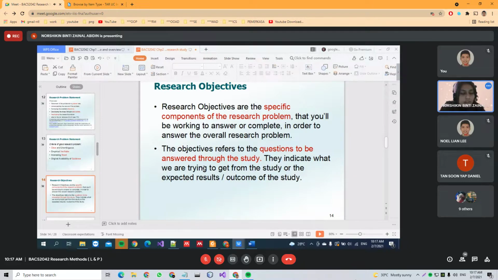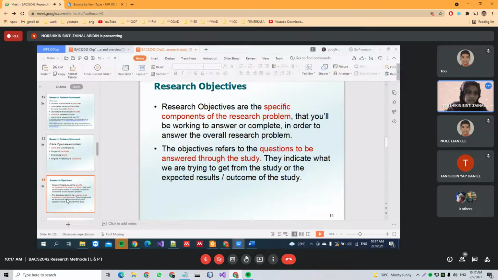And then from the RO, research objective, you need to have a research question. For example, your research objective is to see what is the relationship between object A and object B. So your research question should be something like, how can we observe what is the relationship between object A and object B? That is your research objective and research question.